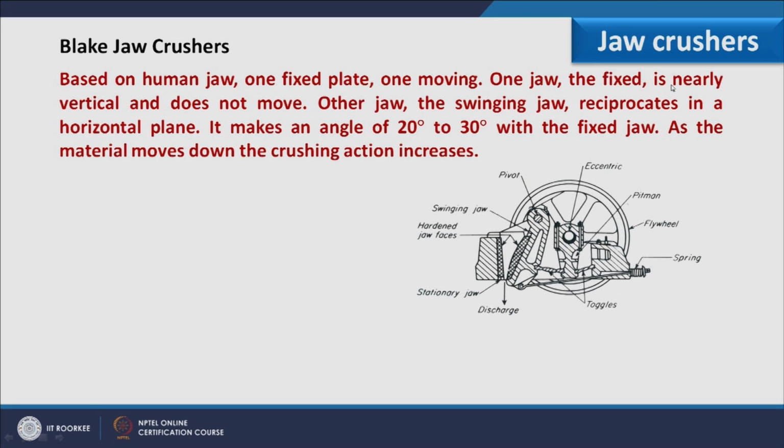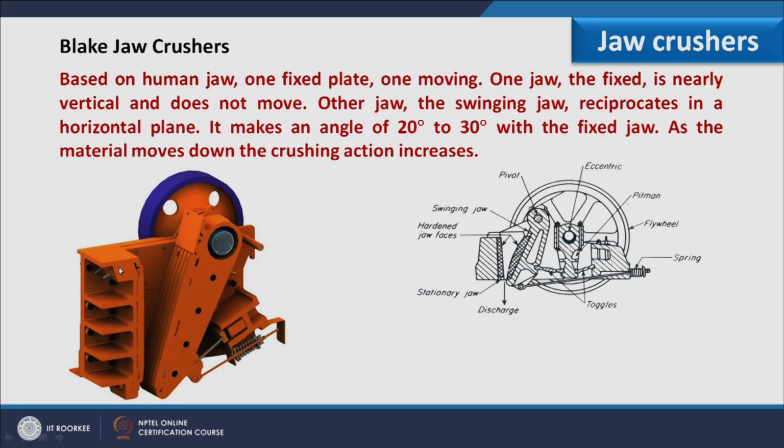So, one jaw, the fixed one, is nearly vertical and does not move. The other jaw, the swinging jaw, reciprocates in a horizontal plane. It makes an angle of 20 degree to 30 degree with the fixed jaw. As the material moves down, the crushing action increases. So, here you can understand from this side we have the feed, and when feed comes over here, continuously this swinging jaw strikes it or puts compression on the feed, and due to that compression material breaks and the reduced size material is discharged from here.